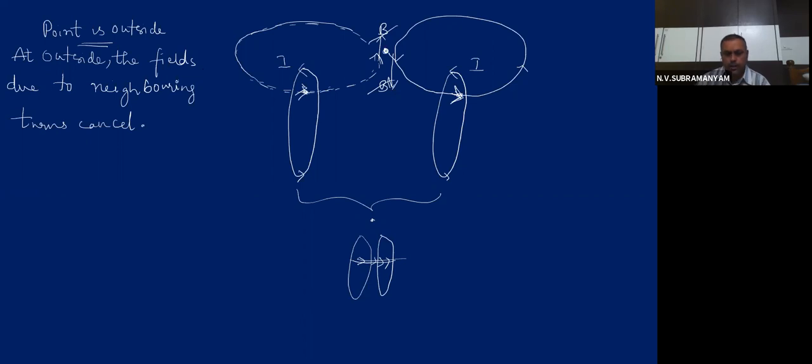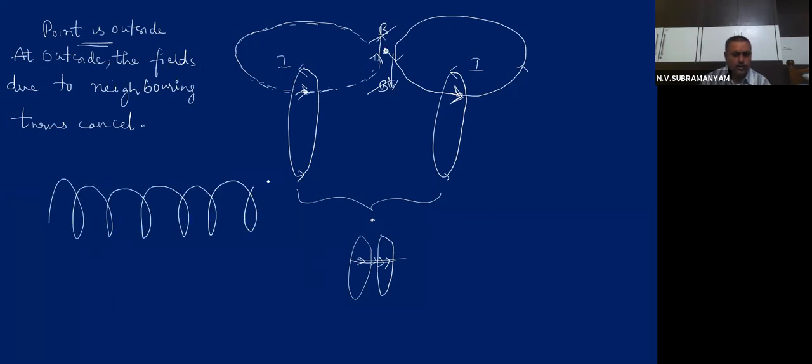When the turns become very close to each other, the field will be in the same direction for inside points. So whatever points are inside the solenoid, let me draw the solenoid, children, for all of you. So this is the solenoid. Okay. For points which are inside, I am showing inside points.